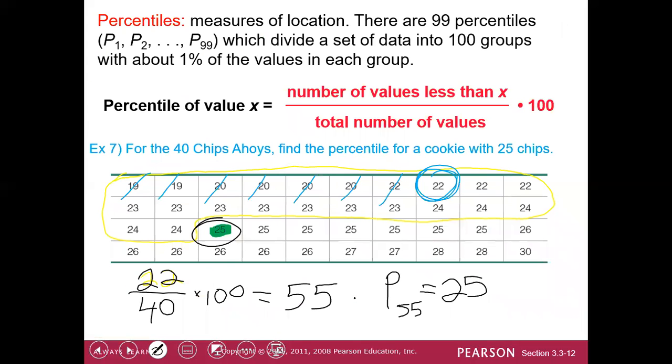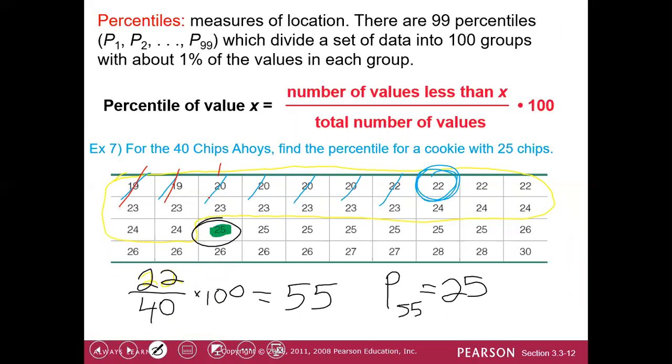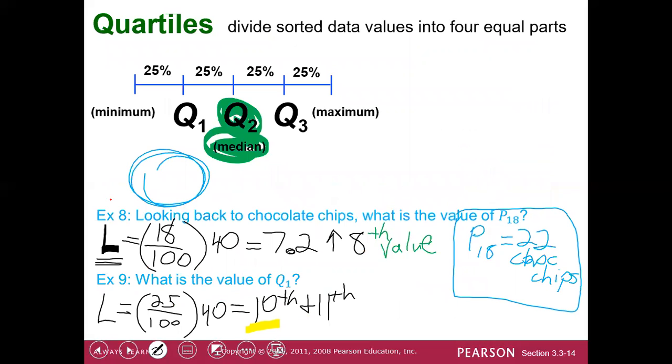So if I go back to my data, 1, 2, 3, 4, 5, 6, 7, 8, 9. Here's the 10th value. Here's the 11th value. I'm going to average those two numbers. So between 22 and 23 would be 22.5. And that is the value of P25. But again, percentile 25 can also be called quartile 1.